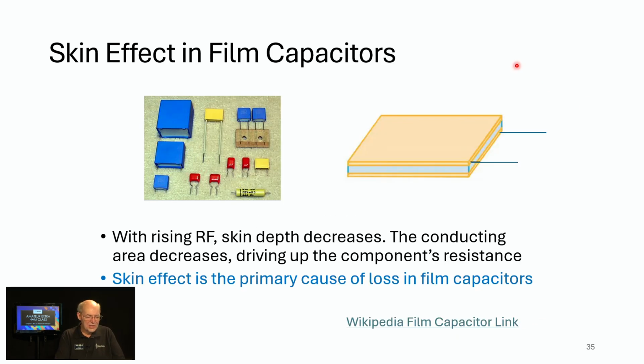Now there's skin effect. It has a practical application in something called a film capacitor. I've found a diagram of one here. A film capacitor is two conductive surfaces, could be metal foil, and then a plastic film in between. So with the rising RF, skin depth decreases. We saw that on the previous slide. The conducting area decreases, driving up the component's resistance. Therefore, skin effect is the primary cause of loss in film capacitors.